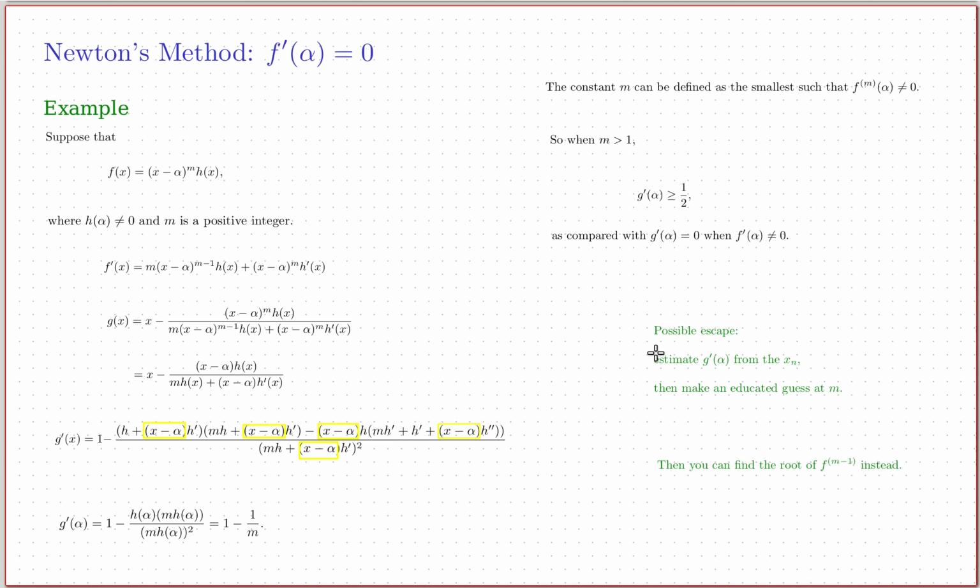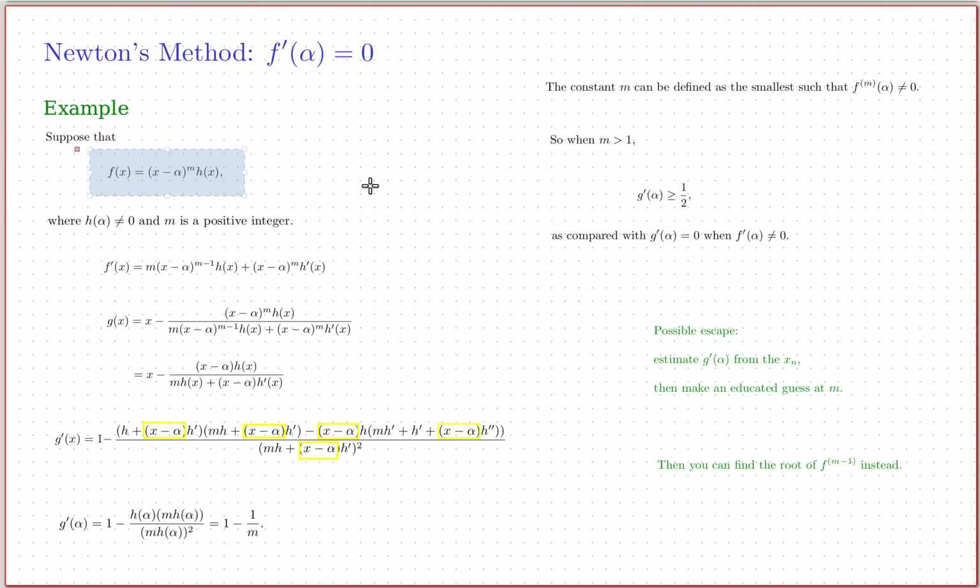Then, when you've got an estimate of what g prime is, you can try to work backwards from that to figure out what m was, right? So you figure if g prime of alpha is approximately 0.75, then you figure that g prime of alpha is probably theoretically 0.75 or 3/4, which means m would be 4, right? So g prime of alpha would be 1 minus 1/4. So you make an educated guess of what m is, and then you kind of know what the form of f is. f looks like x minus alpha to the m, and you know what m is.